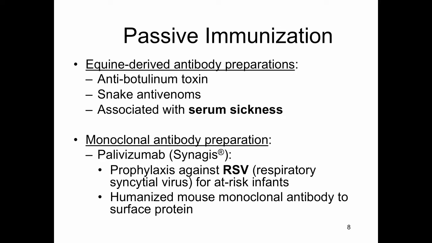Another example of passive immunization that's used clinically is the production of monoclonal antibodies. And what monoclonal antibodies are antibodies that have a single antigen specificity, recognize a single epitope, usually generated in a laboratory. And one example of monoclonal antibody preparations that are used clinically are antibodies that are specific for respiratory syncytial virus, for infants that are at very high risk for contracting RSV.